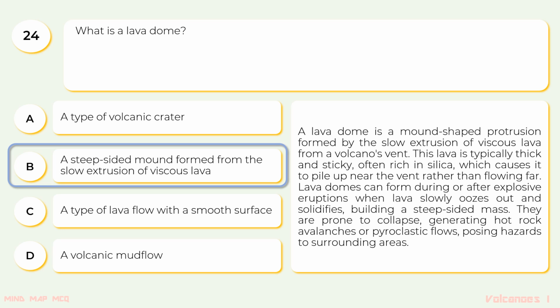A lava dome is a mound-shaped protrusion formed by the slow extrusion of viscous lava from a volcano's vent. This lava is typically thick and sticky, often rich in silica, which causes it to pile up near the vent rather than flowing far. Lava domes can form during or after explosive eruptions when lava slowly oozes out and solidifies, building a steep-sided mass. They are prone to collapse, generating hot rock avalanches or pyroclastic flows, posing hazards to surrounding areas.